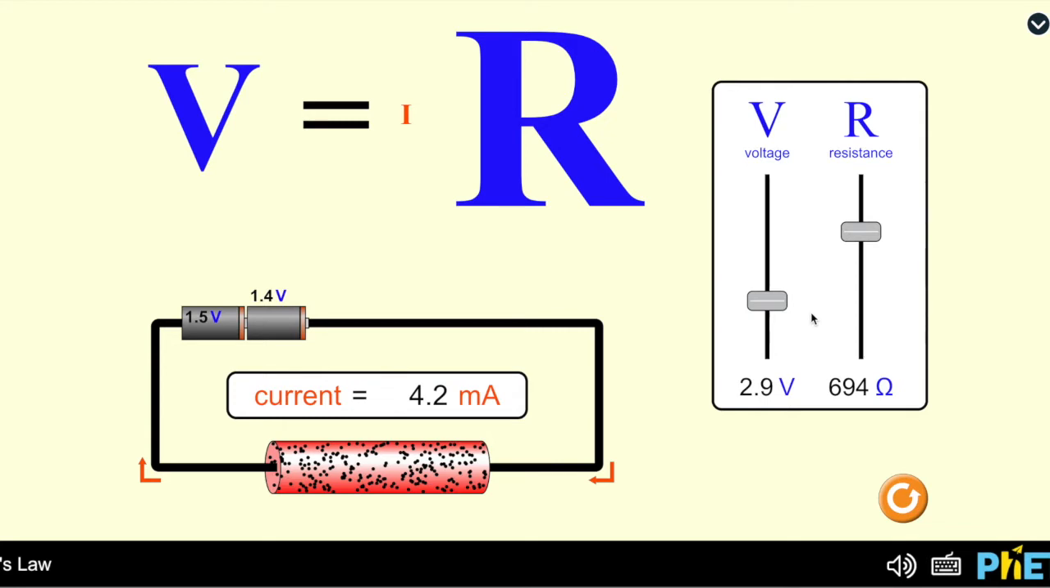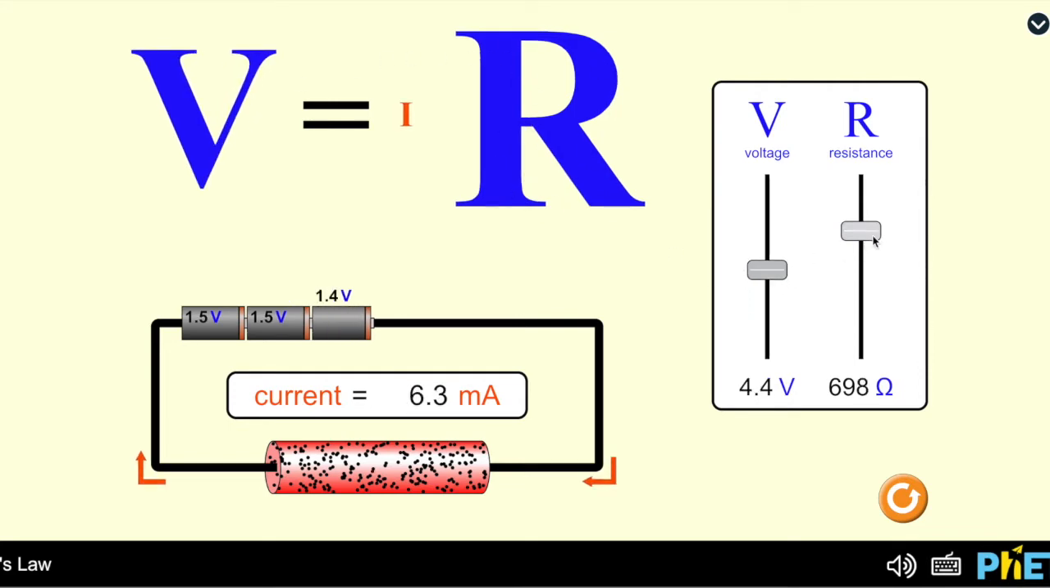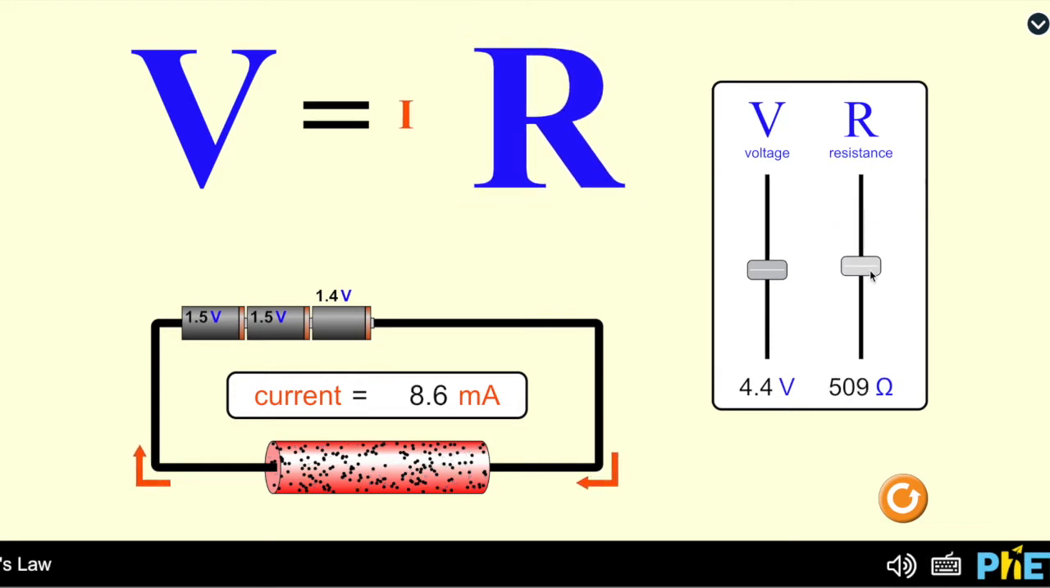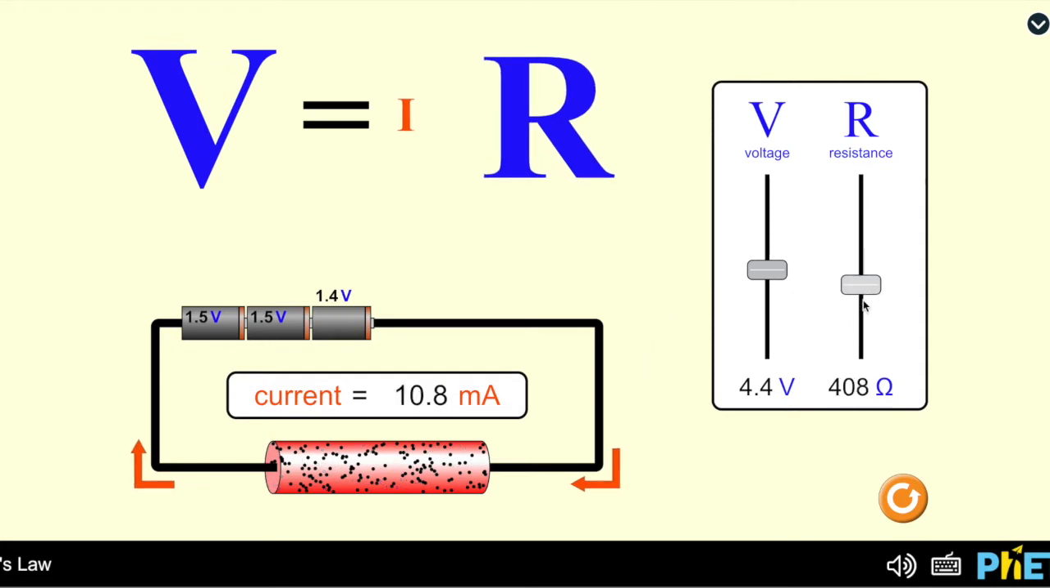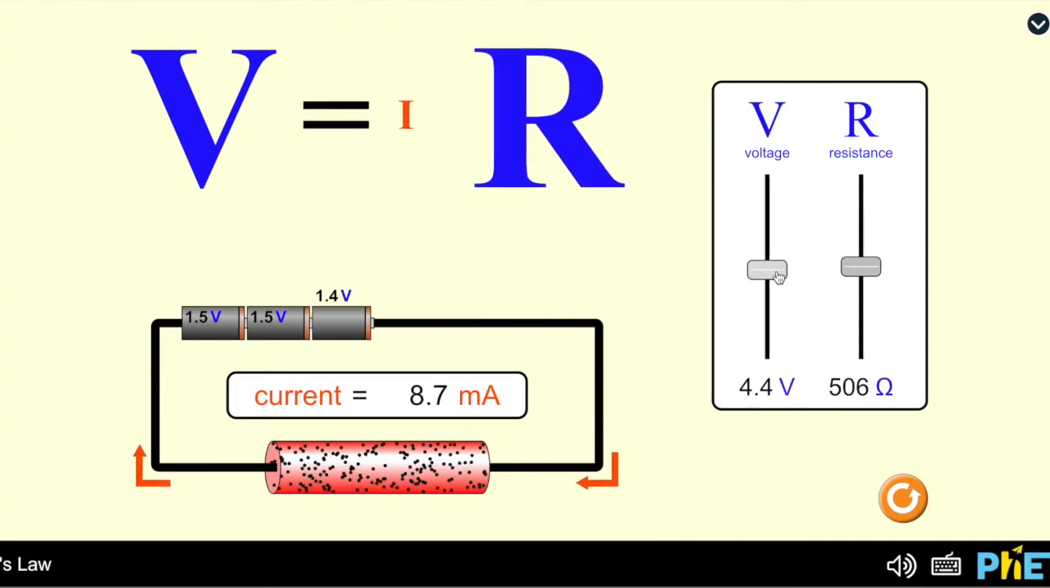So what I want you to notice here is that there are a couple of things. First off, voltage is represented by V and resistance is represented by R. The more voltage you have, the bigger the V. The more or less resistance you have, the bigger or smaller the R. Now we have another thing here, I. I is current, which we'll be talking about later, but you can see that the I changes as well. So let's go ahead and see what happens.